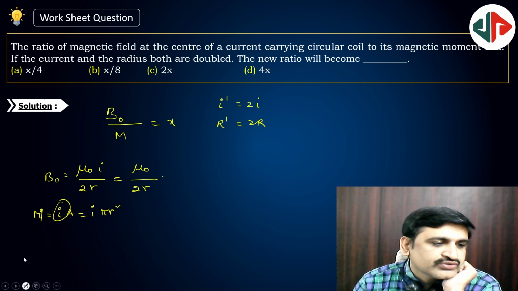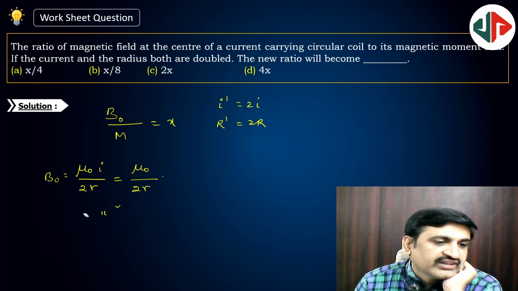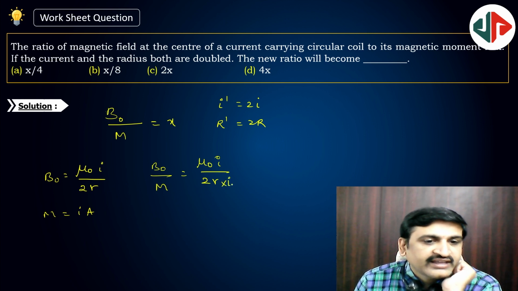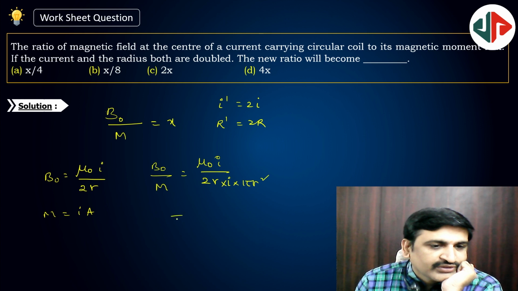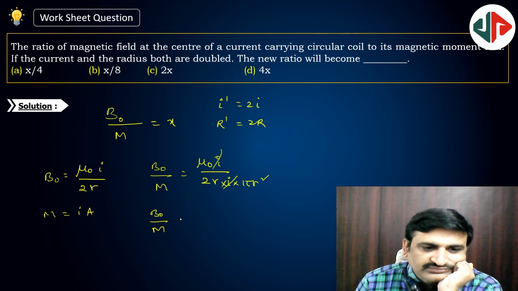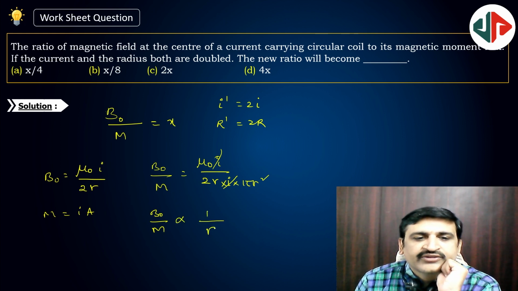Wait. We will create B naught by M ratio only. B naught by M, where M is equal to IA. Now B naught by M is equal to mu naught I by 2R into IA. A is pi r square. Now I and I get cancelled. Mu naught, I want only proportional to 1 by r cube.